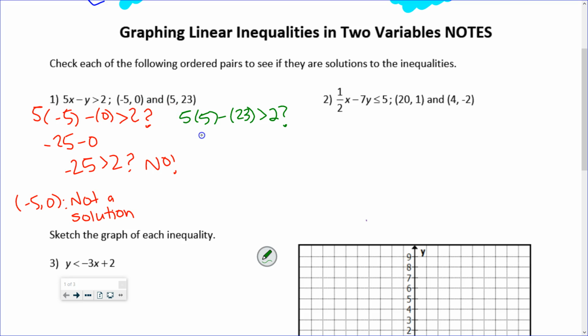What is 5 times 5? 25. What is 25 minus 23? 2. Is 2 greater than 2? No, it is not. Because it did not say it could also be equal to, it only said greater than. So 2 is not greater than 2. Therefore, this point is not a solution. If it said greater than or equal to, then we could have said yes. But in this case, it is not going to work.